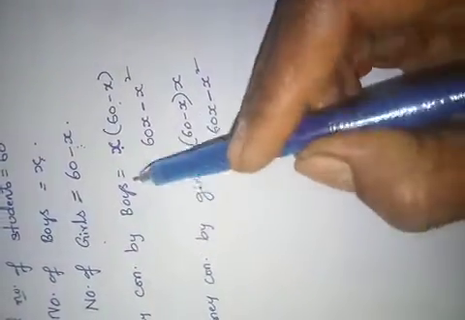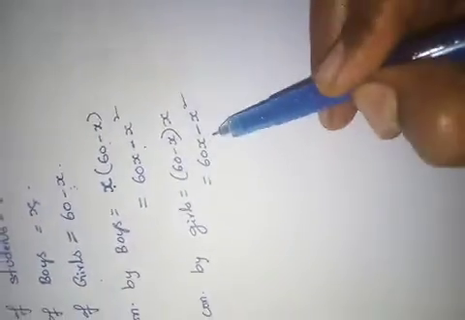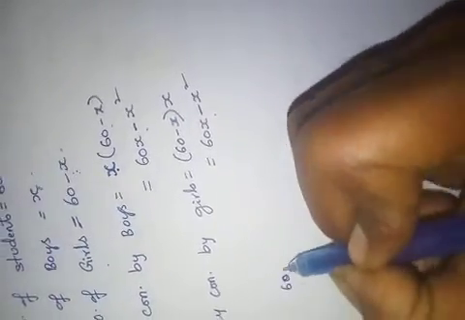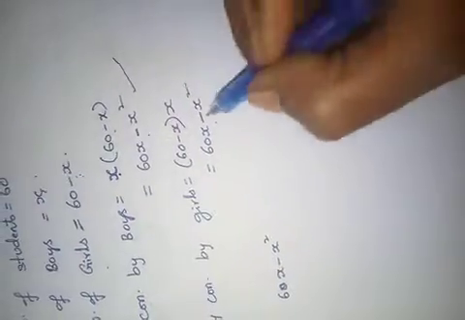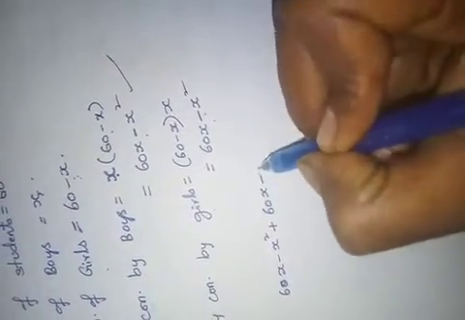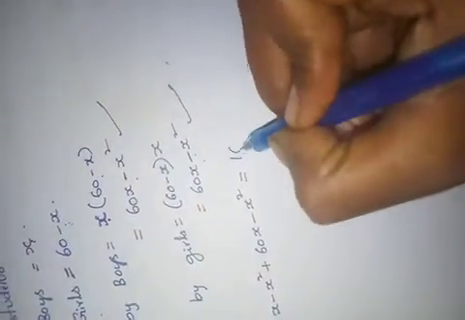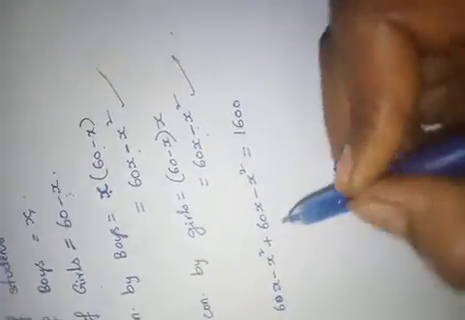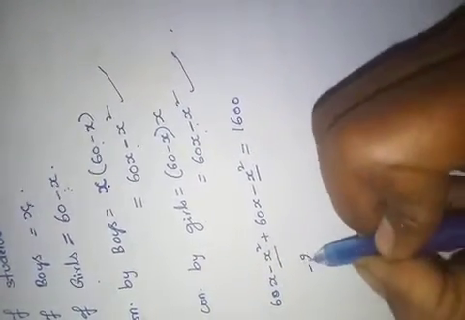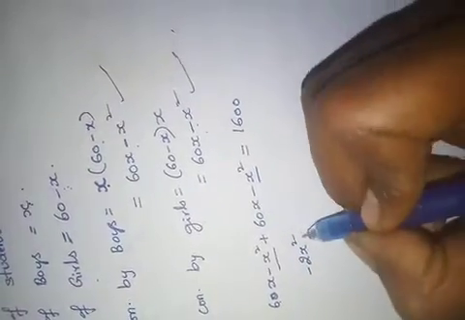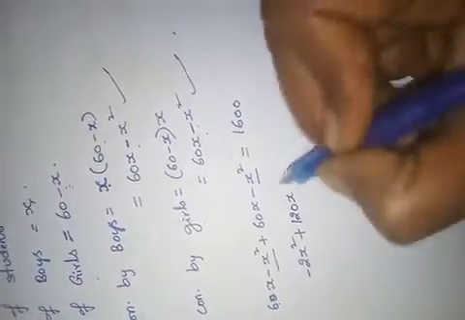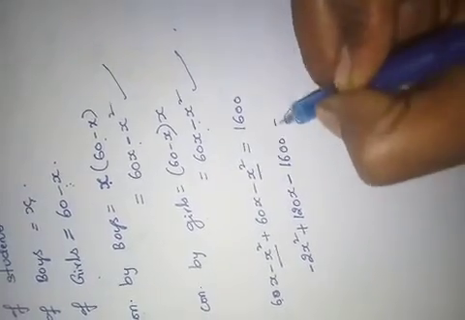If the total money they collected was rupees 1600, it means money collected from boys and money collected from girls equals 1600. So add both. 60x minus x square plus 60x minus x square equals total how much? 1600. Now solve this. Minus x square minus x square is minus 2x square. 60x plus 60x is 120x. Send this to this side. Minus 1600 equals 0.